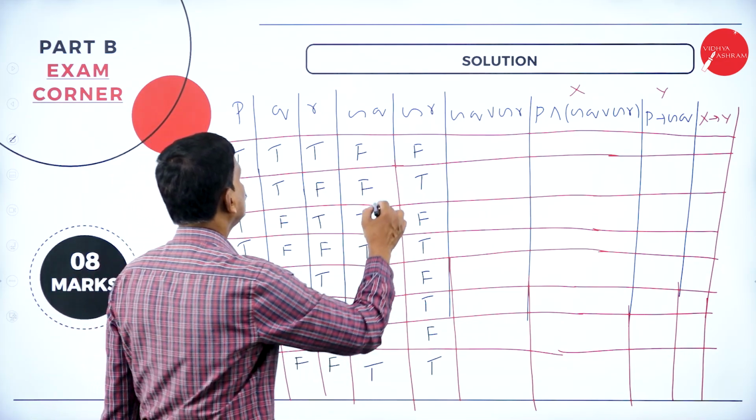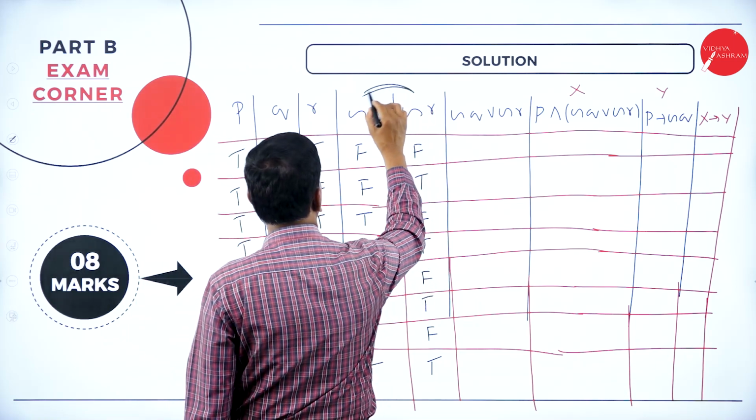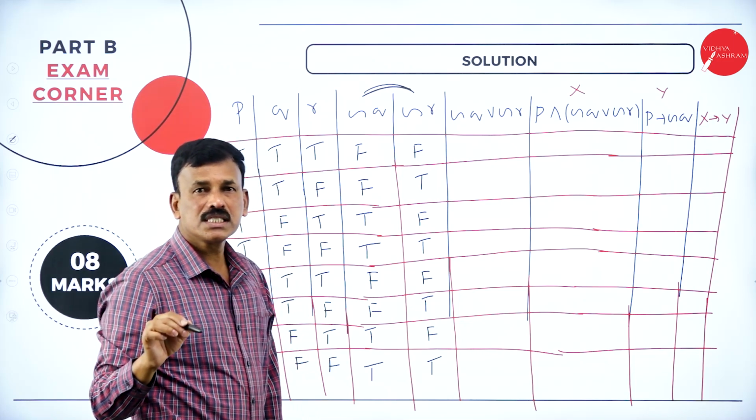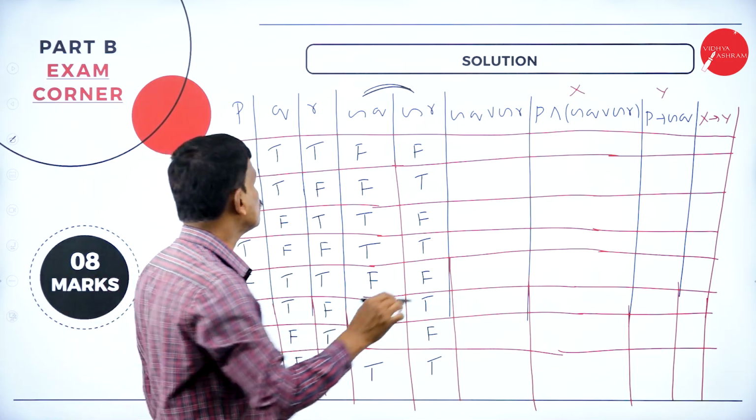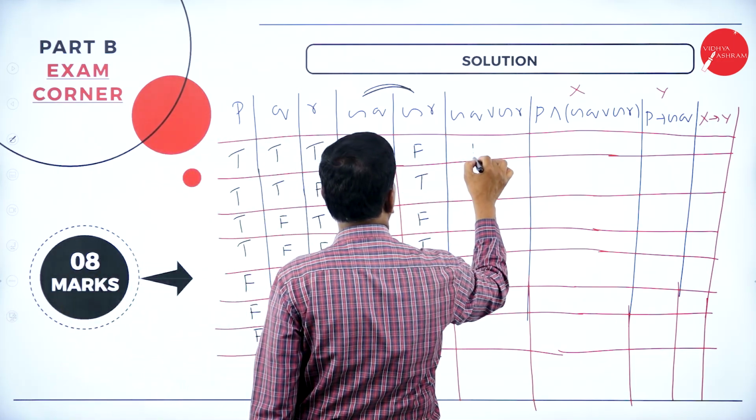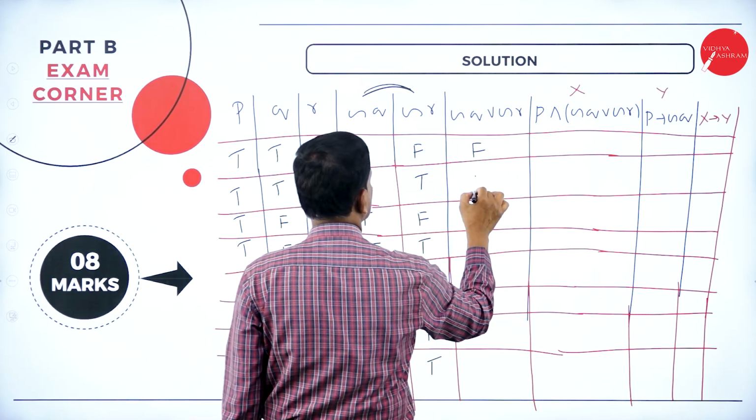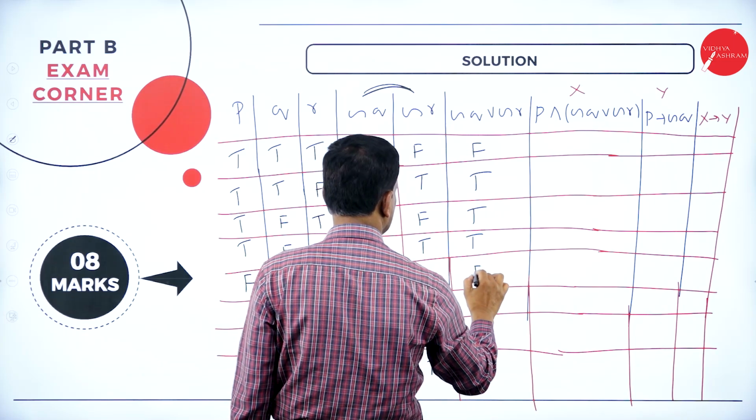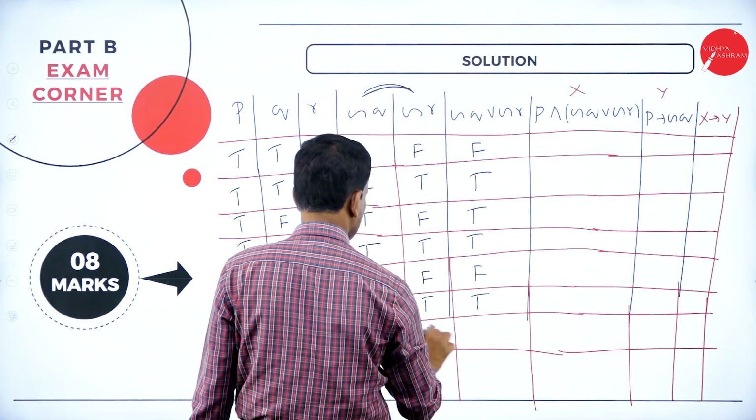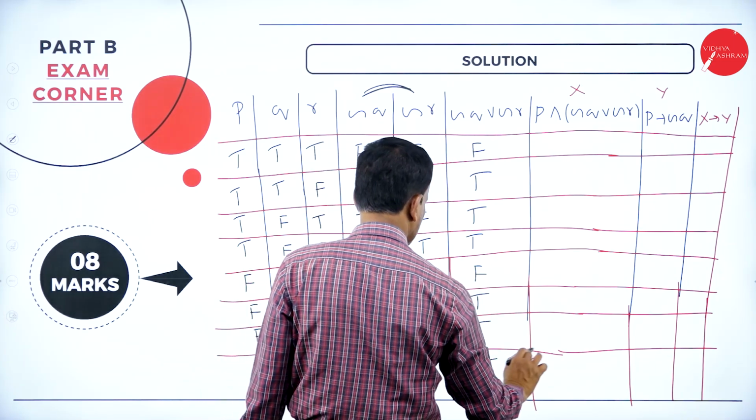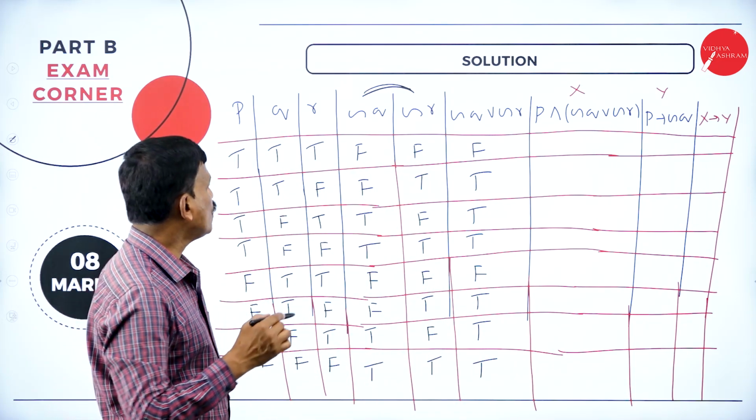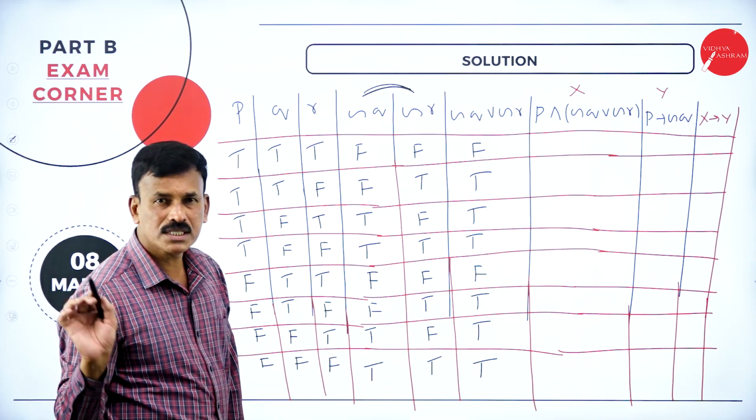Now, write down the disjunction for negation Q and negation R. Disjunction means false and false is false, in all other cases it is true. So, false and false is false, false and true is true, true and false is true, true and true is true; again false and false is false, false and true is true, true and false is true, true and true is true.